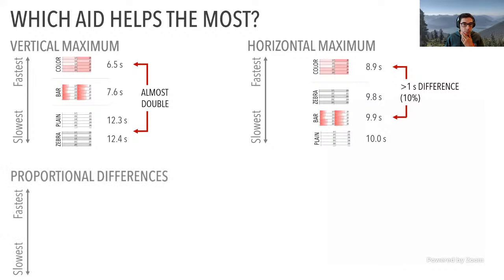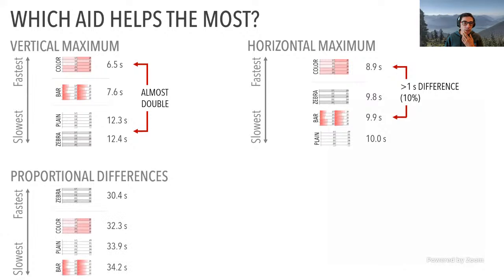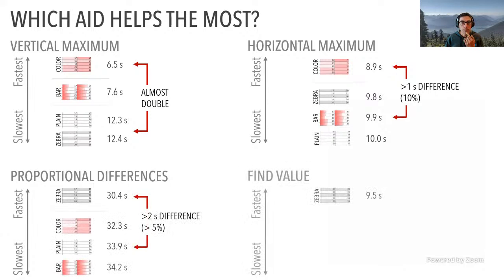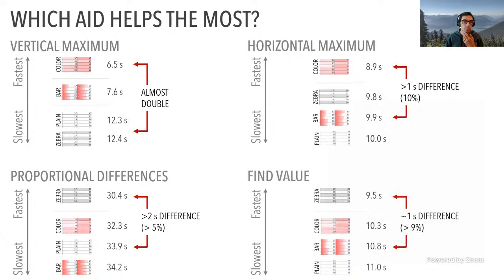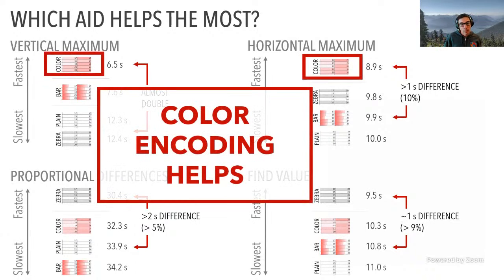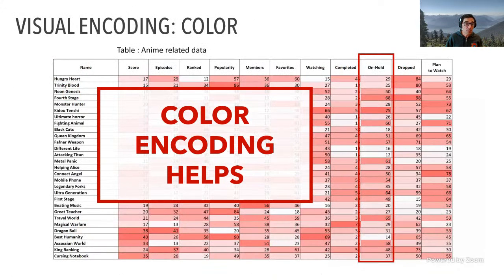For proportional differences, which is the most complicated task, as you saw, it's instead zebra that wins with a 5% improvement. And zebra also wins for finding the value with a larger improvement of over 9%. So the question is what is going on here? Well, first, color encoding definitely helps for finding the maximum value either in a row or in a column, which is expected because when looking for the maximum value, color helps focus only on those that are relevant because they're darker.